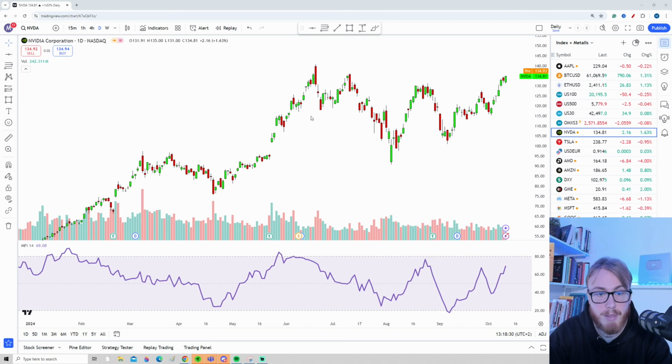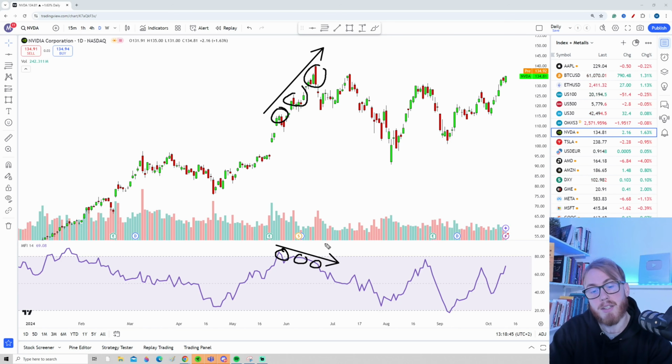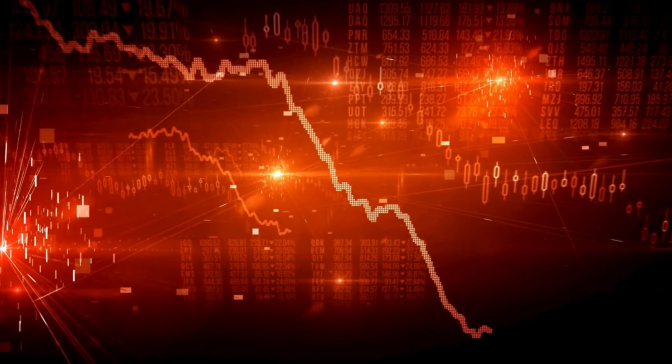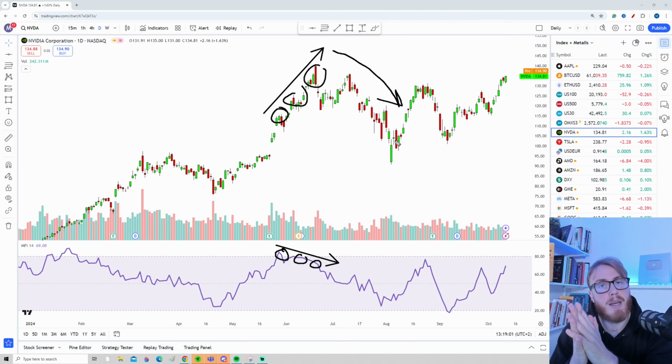And what are divergences? Well, that is when we have the price going in one direction, like for example right here, and the indicator going in the opposite direction. So in this case, we have the price printing higher highs, while the indicator clearly goes in the opposite direction. This right here is what we call a bearish divergence and actually indicates a potential reversal to the downside. So why does this indicate a potential reversal to the downside? Well, the price is moving up, but the money flow from the bulls, the bullish money flow, is going down.